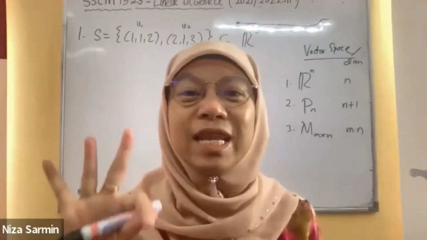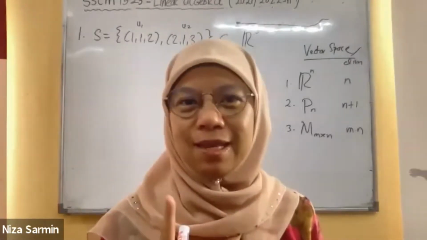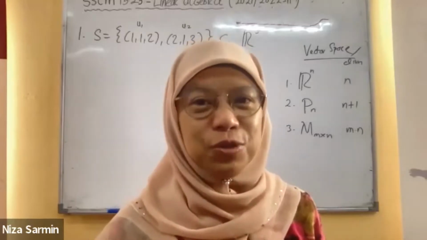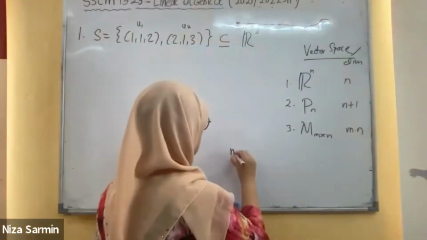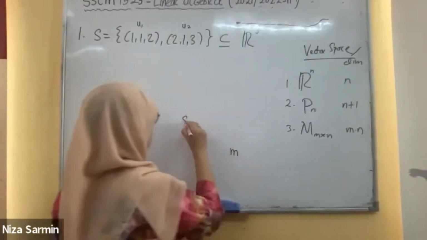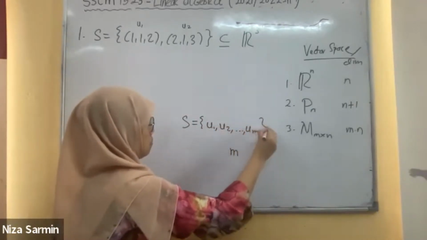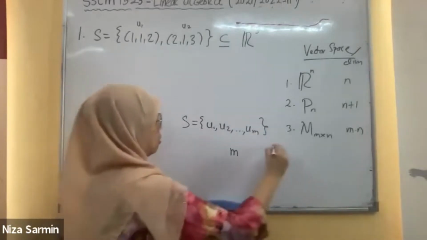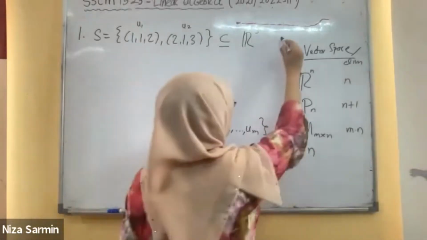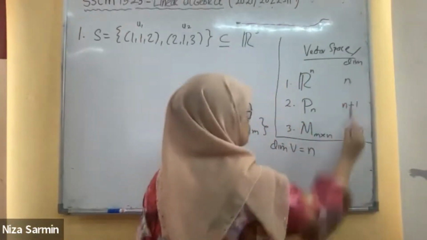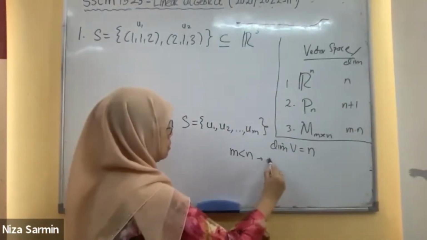Okay. It has to have 3 to be a basis. If it is less, it won't span. Remember the theorem that we saw. If S is U1, U2, up to Um, and the dimension of V is N, so if M is less than N, it does not span.